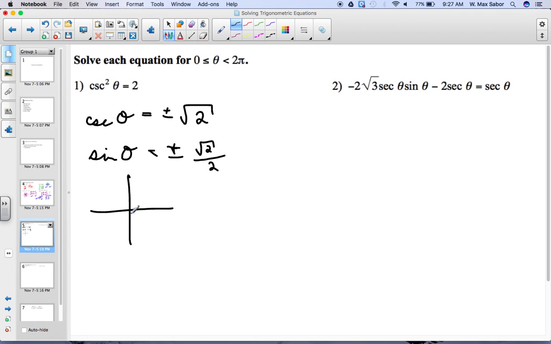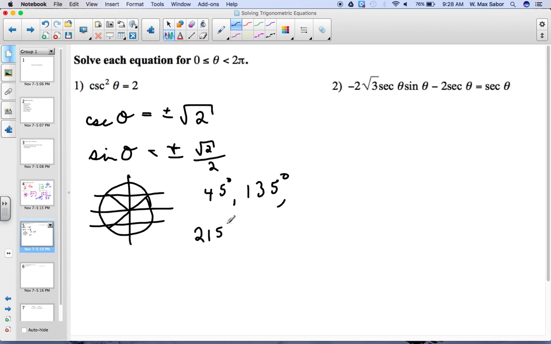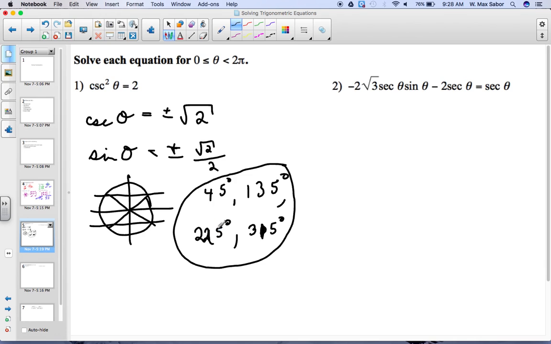Now we can look at, on our unit circle, where is sine of theta equal to square root of 2 over 2, or negative square root of 2 over 2. And that's here at 45 degrees. It's over here at 135 degrees. Adding another 90, we have it at 225 degrees. Adding another 90, it's again at 315 degrees. I think I did my arithmetic wrong, sorry, 225 and 315. All of these fit in here.